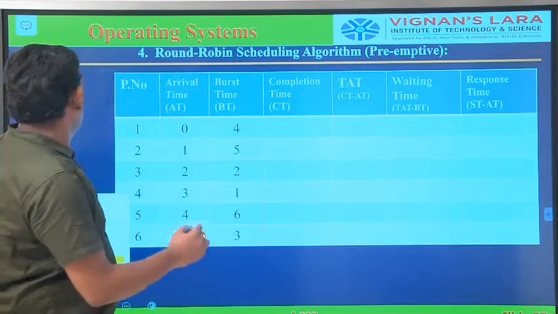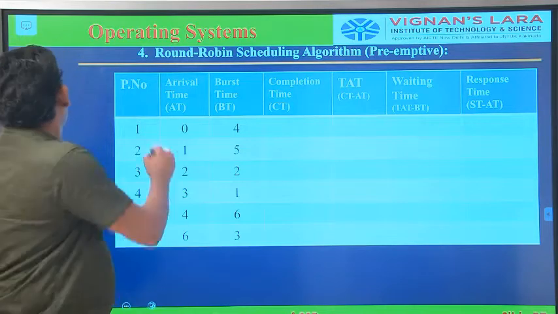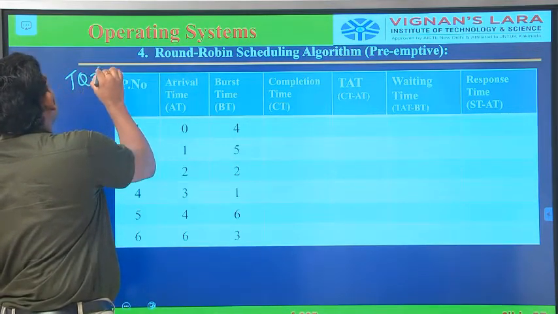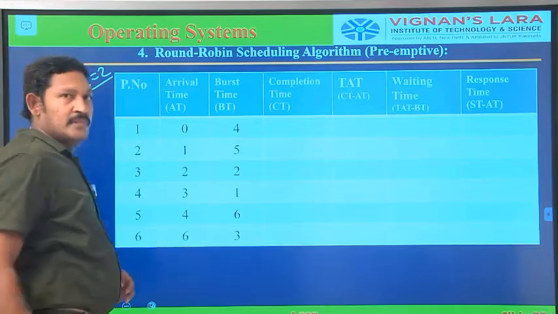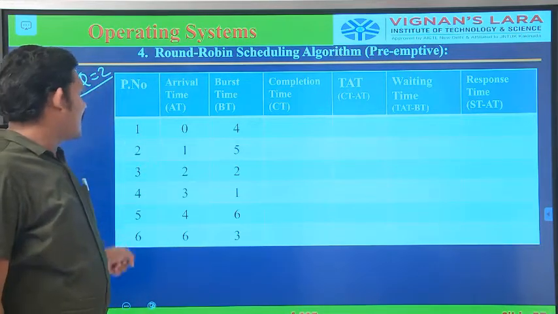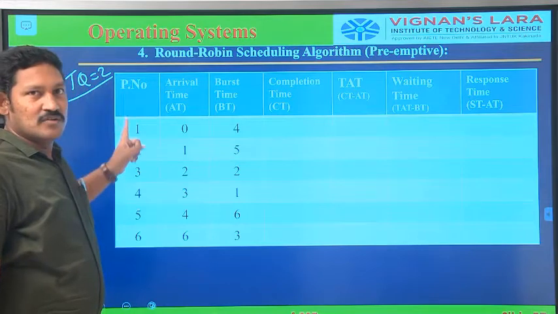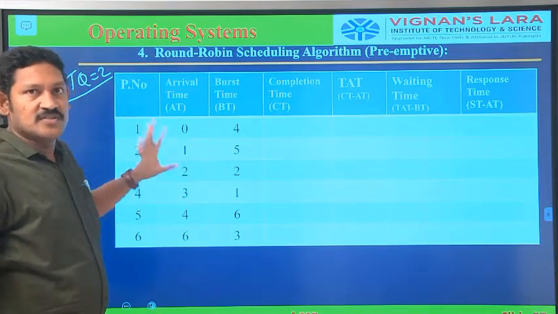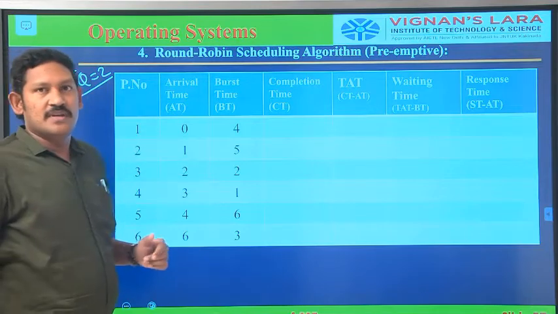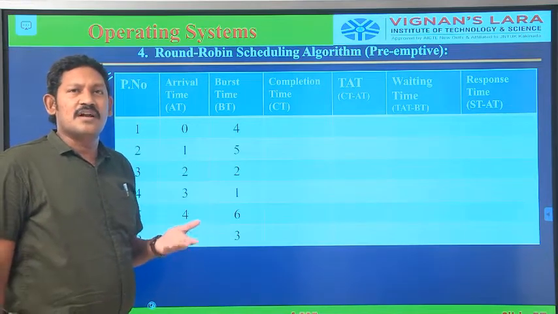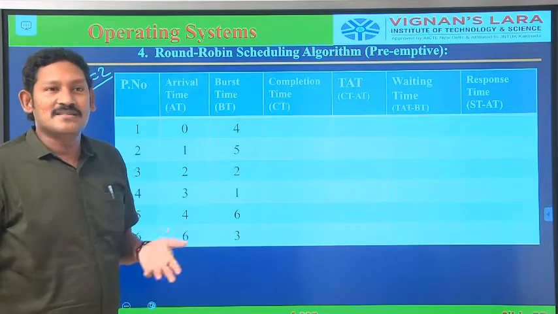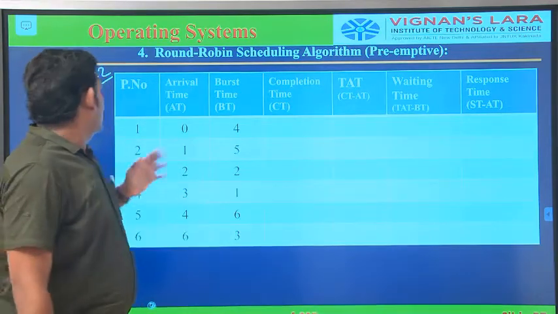So here we will be given the time quantum, TQ. Here we have the list of processes 1 to 6. We have the arrival time, burst time. In addition to this, we will be given the time quantum. In some cases we call it a time slice, or in some cases a time bound.